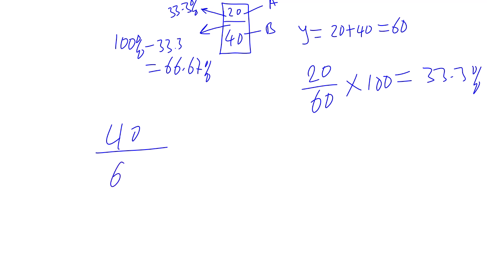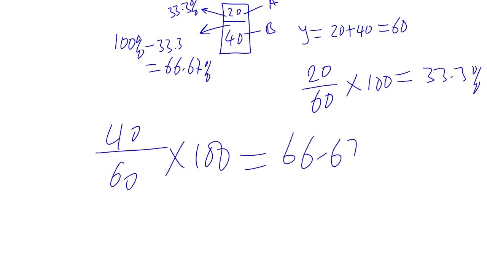So you have 40 over 60 multiplied by 100, which will give another percent, which will be 66.667, if I'm not mistaken, percent. So this is the way to calculate the percentage. So that will give you the correct answer.